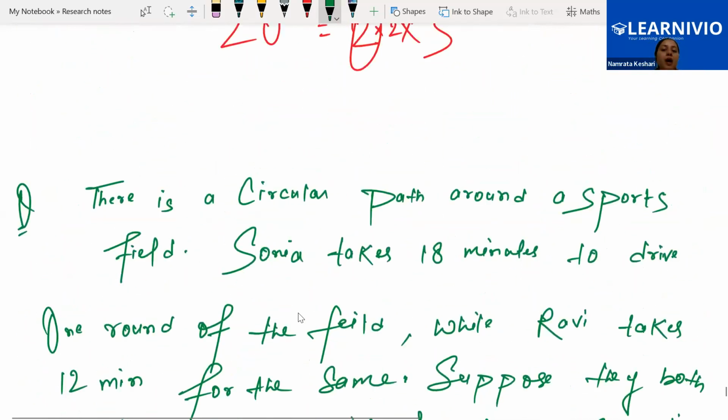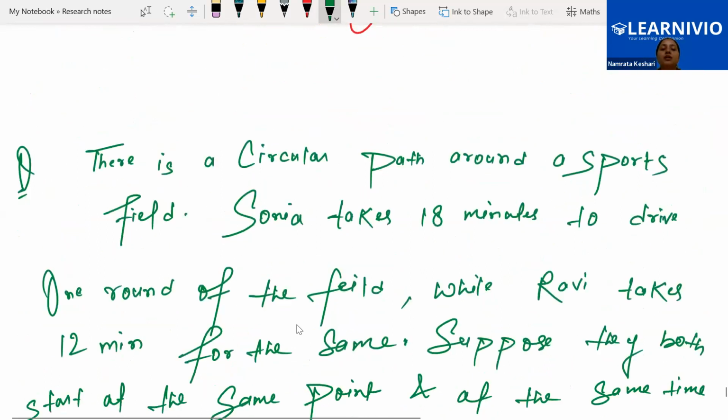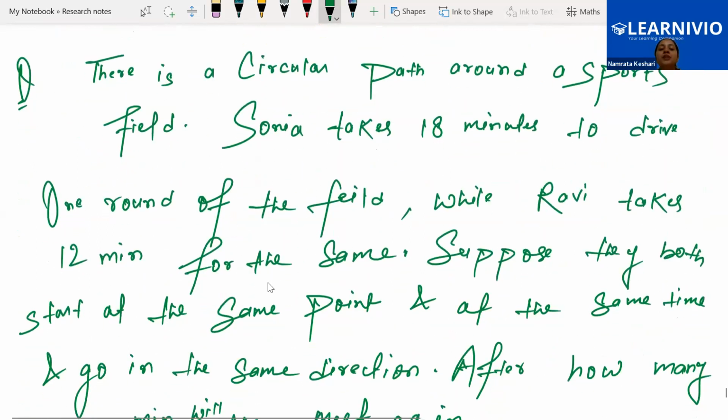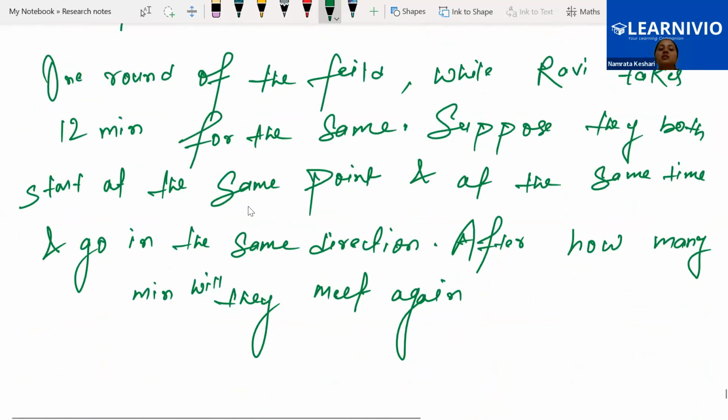There is a circular park around a sports field. Sonia takes 18 minutes to drive one complete round of the field, while Ravi takes 12 minutes to drive one complete round of the field. Suppose they both start at the same point at the same time, and they both are going in the same direction. So after how many minutes will they meet again?